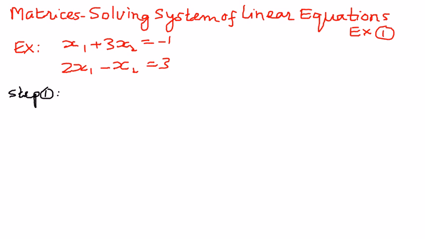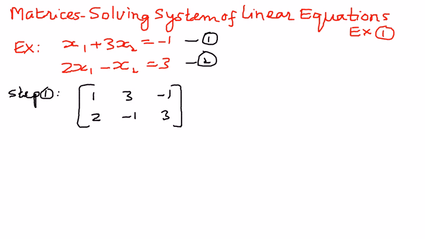From the system of linear equations, we can write the augmented matrix. We pick the coefficients of x1 and x2 in equations 1 and 2. This is equation number 1. This is equation number 2. The augmented matrix looks like this: 1, 3, -1, 2, -1, 3. If I draw a line here, this side, 1, 3, 2, -1, is the coefficient matrix of the coefficients of x1 and x2.